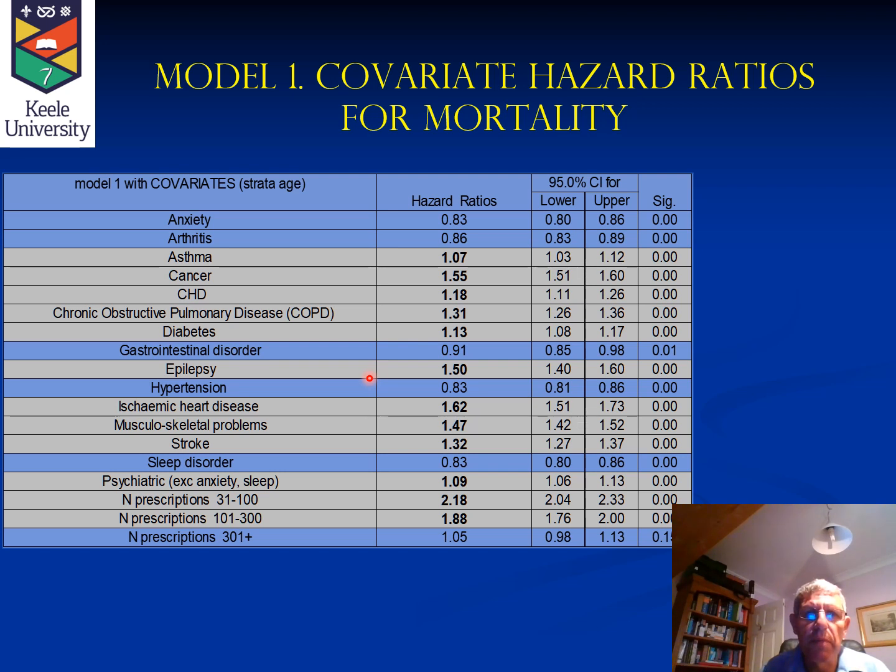And we can see here that several conditions do have higher hazard rates. For example, all the ones shown in bold, cancer, CHD. They're not massively higher. They're all about 30% higher. However, these are all statistically significant. There are a couple of exceptions. We can see sleep disorders, arthritis and anxiety are all associated with lower hazard ratios.